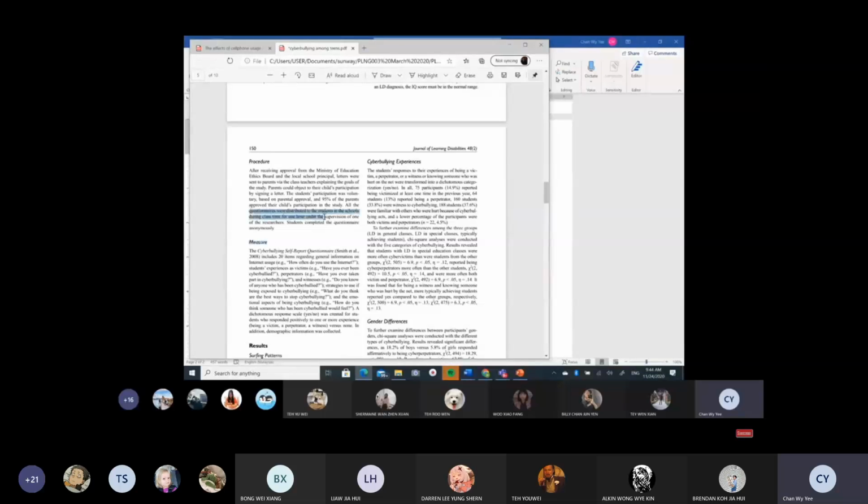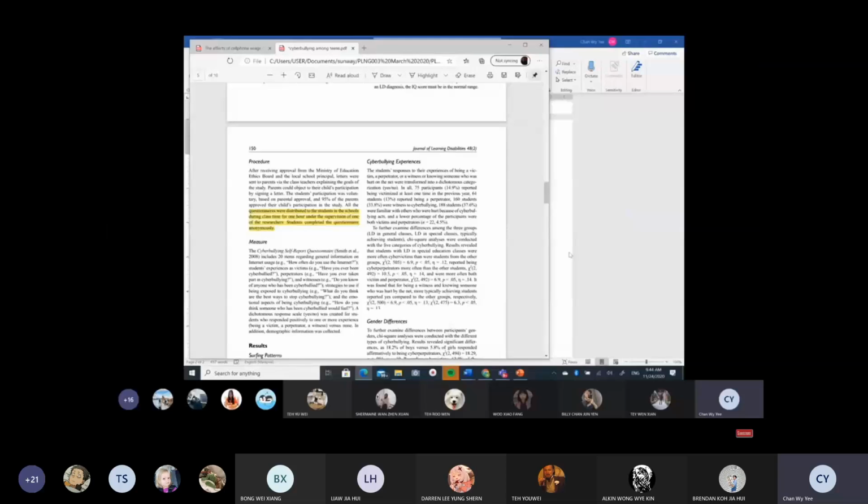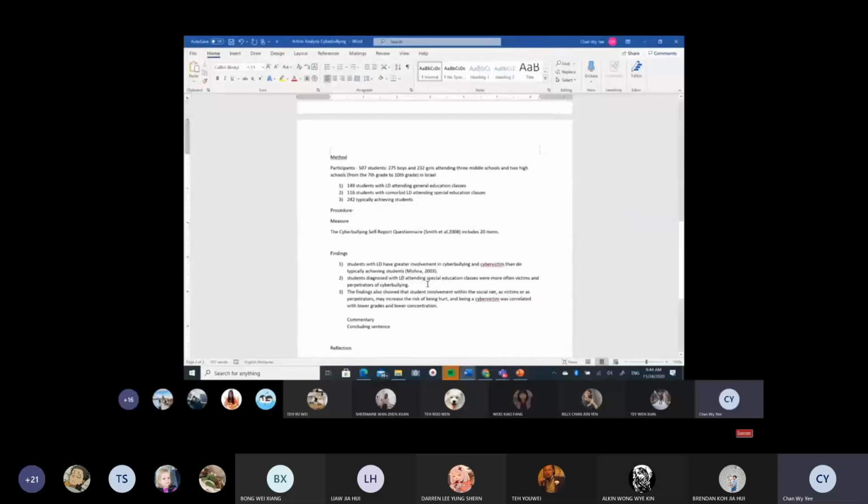Questionnaires were distributed to the students in the school. Students completed the questionnaire anonymously. Do not copy and paste. You need to actually paraphrase, because then there will be plagiarism. And the measure is through the cyberbullying self-report questionnaire. There are 20 items.